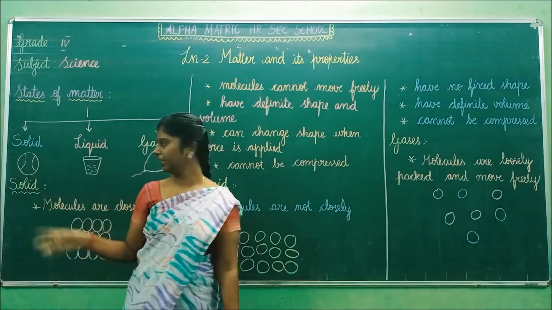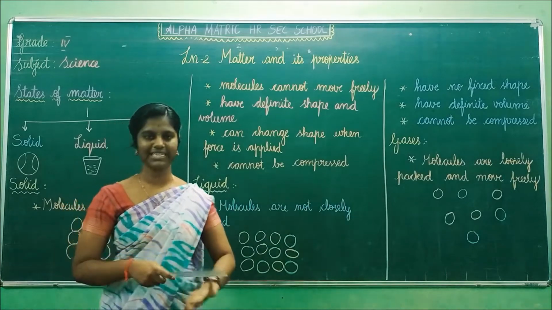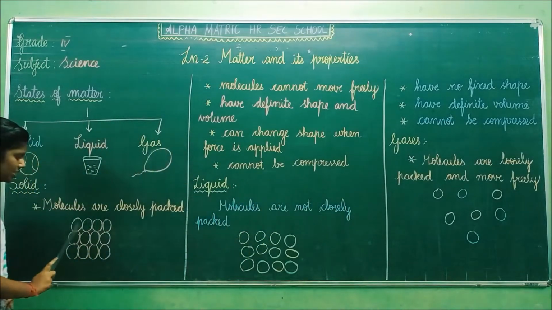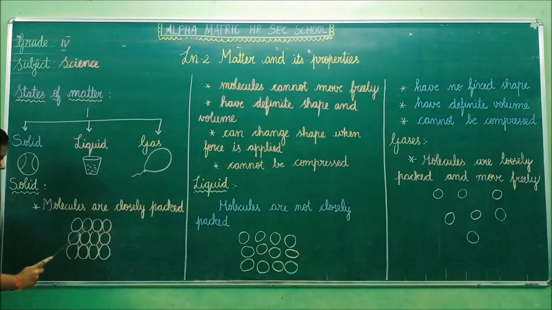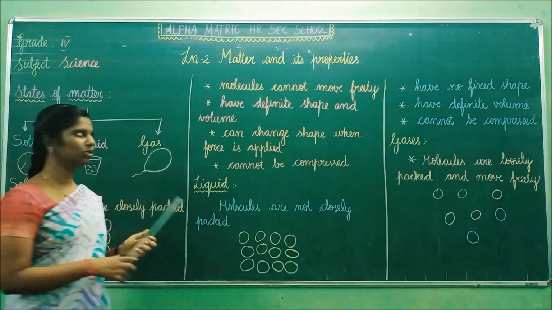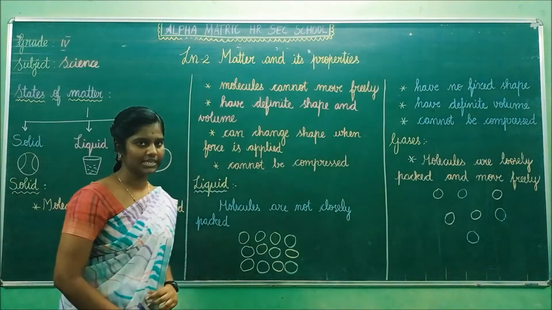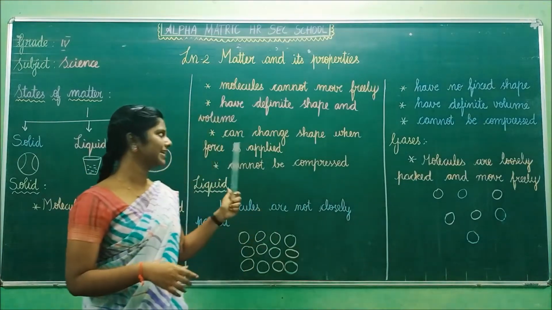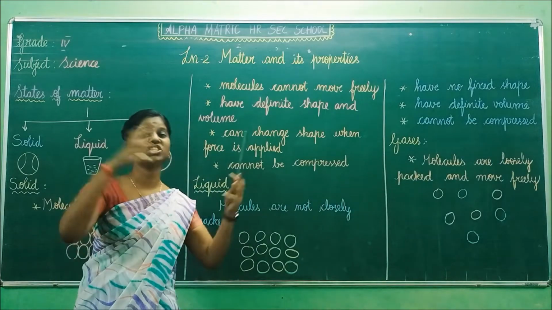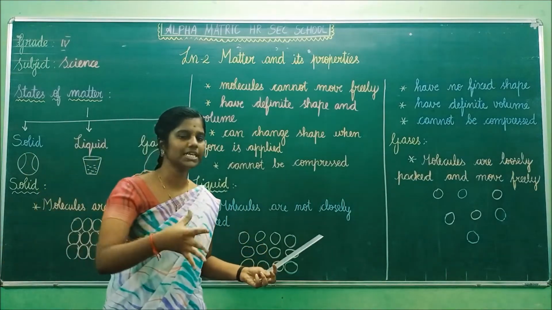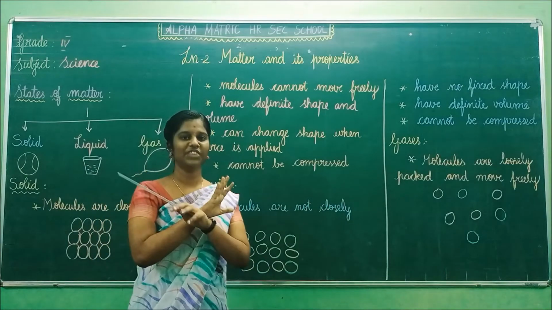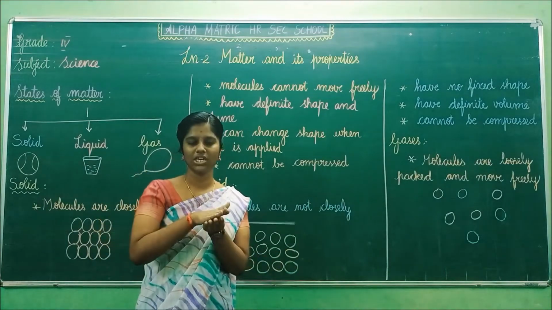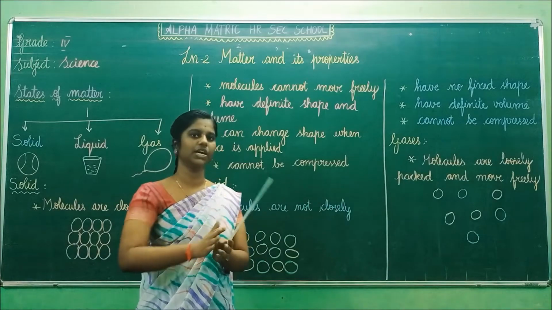And once again reminding you all the points. First point is in solids, the molecules are closely packed. See here how close they are. Is there any gap between the two? No, see, they are very closely packed. So they cannot move freely. The next point is solids have a definite shape and volume. Next point is solids can change their shape when force is applied, and also we cannot compress solids. Solids cannot be compressed. Okay, children.